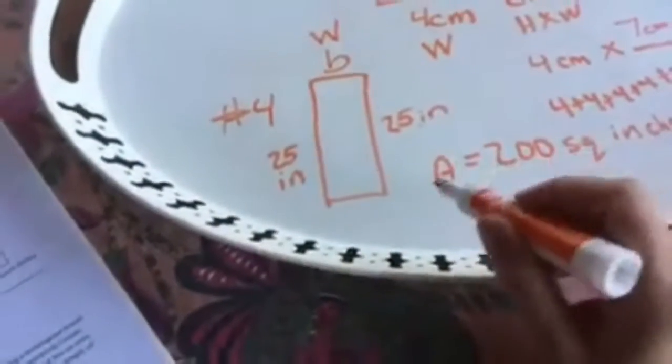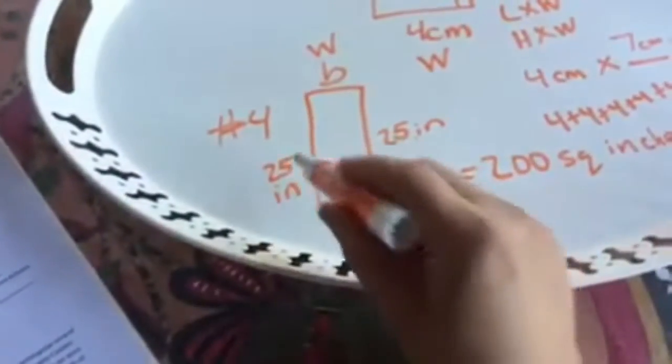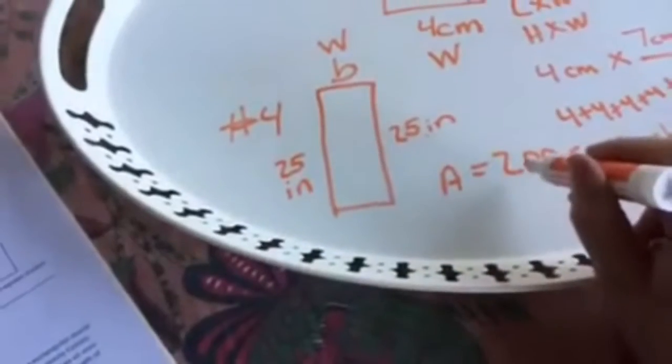The good news is we've been working with money. So I want you to think about how many quarters, because quarters are 25 cents, it takes to get to $2.